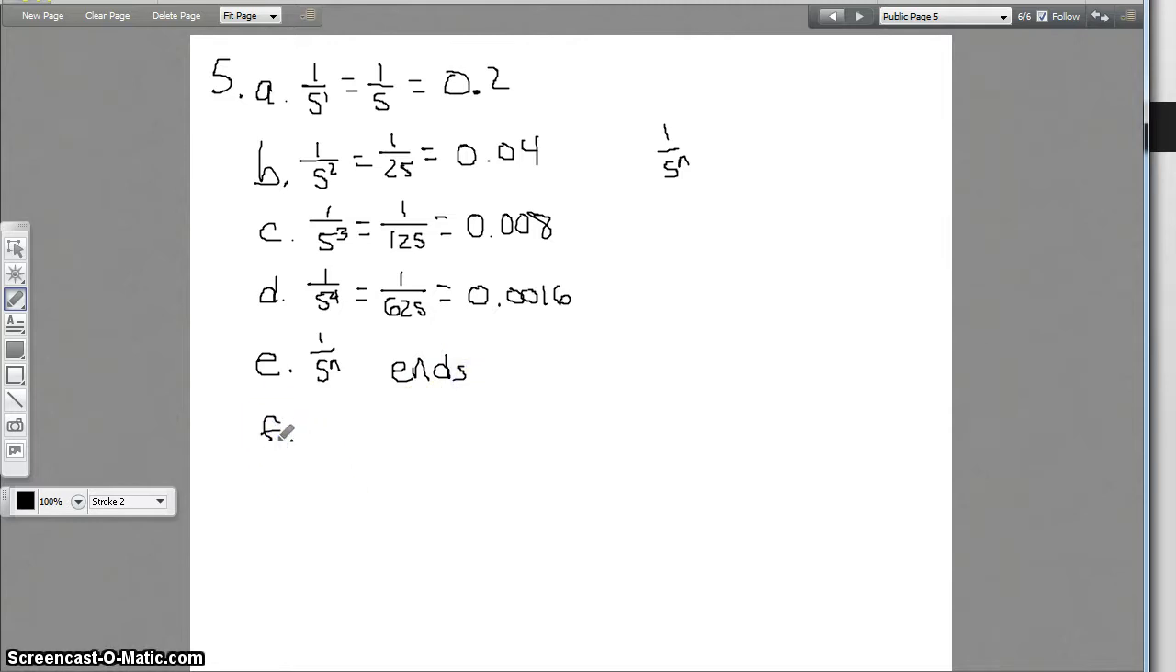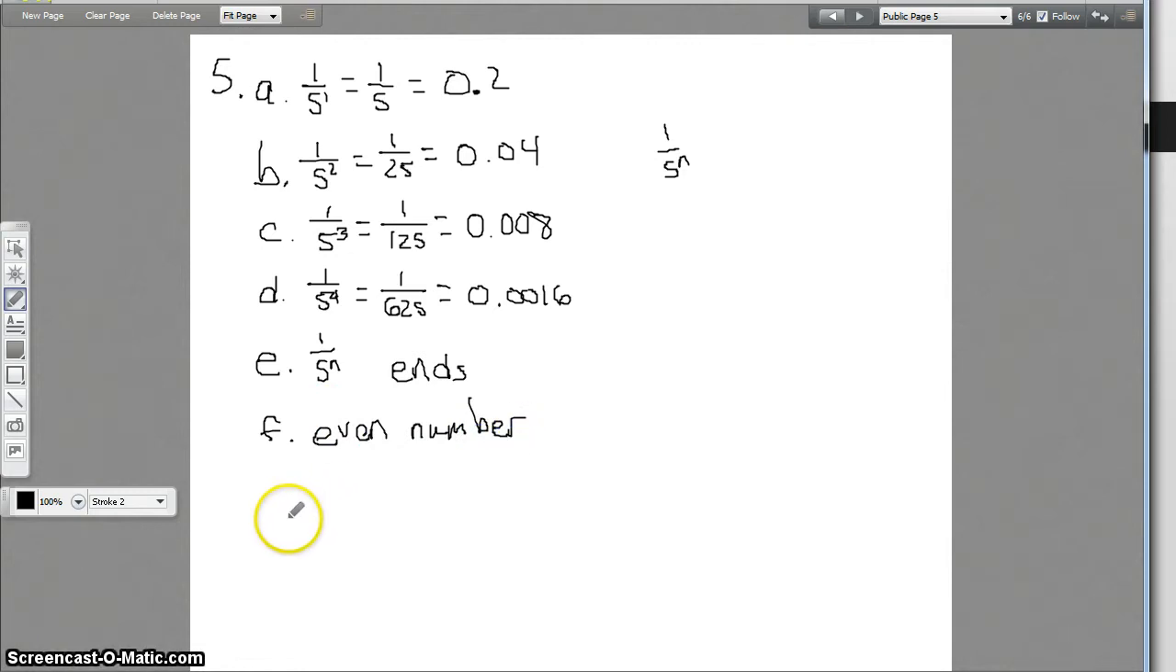Part F. What type of digit do you think is its last non-zero digit before the period? Before the period means before we start with the repeating zeros, because we could write zeros after this 2 that go on forever. We could write zeros after this 4 that go on forever. So it means right before it terminates, what type of digit do you think we're going to have? Well, what we have here is a 2, a 4, an 8, and a 6. So I would say that what we're going to end up with is an even number, because all of those are even numbers.